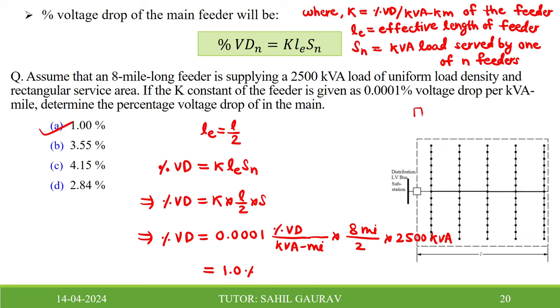Like this is the circuit breaker, and then all the loads you can assume here, that is 2500 kVA load, you can assume it here. So that is the significance of effective length. LE is L by 2, because here we have a uniformly distributed load with a rectangular service area. With respect to all the nodes, you have to use this. You can refer to the class notes, where they have derived this expression, K LE into SN.